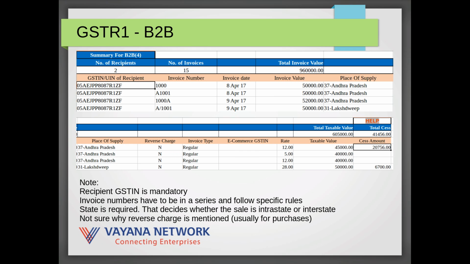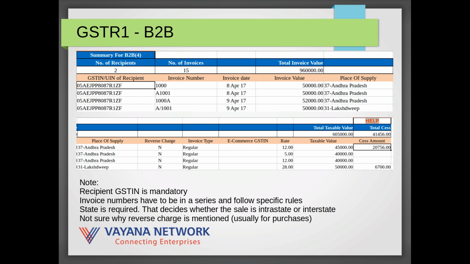There is a field for reverse charge, and I'm not quite frankly sure why there is a reverse charge on sales invoices. Reverse charges are typically there, for example, on purchases, where you may purchase from an unregistered supplier, or you may be importing goods, in which case the buyer has to make the payment of the GST but indicate that it is a reverse charge. Not quite sure why it's here. I'm sure there's a good reason.